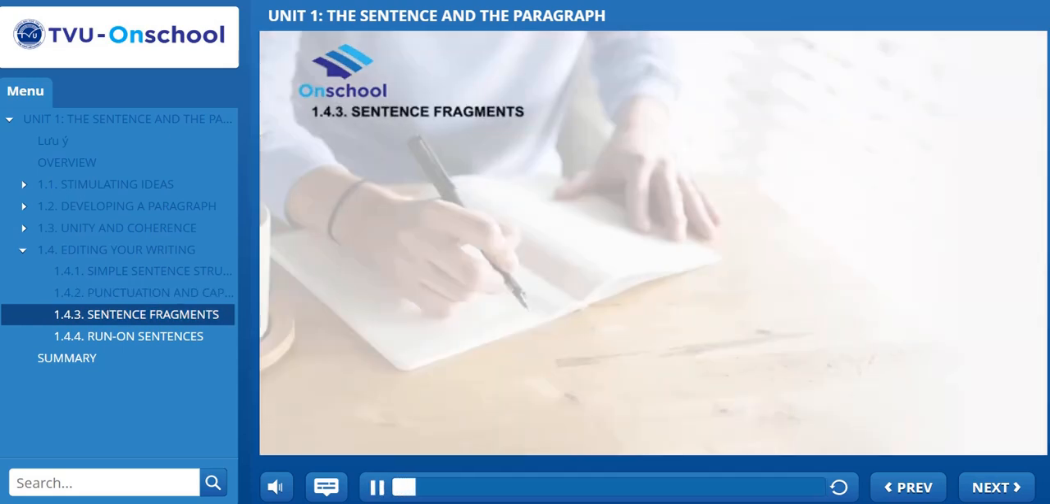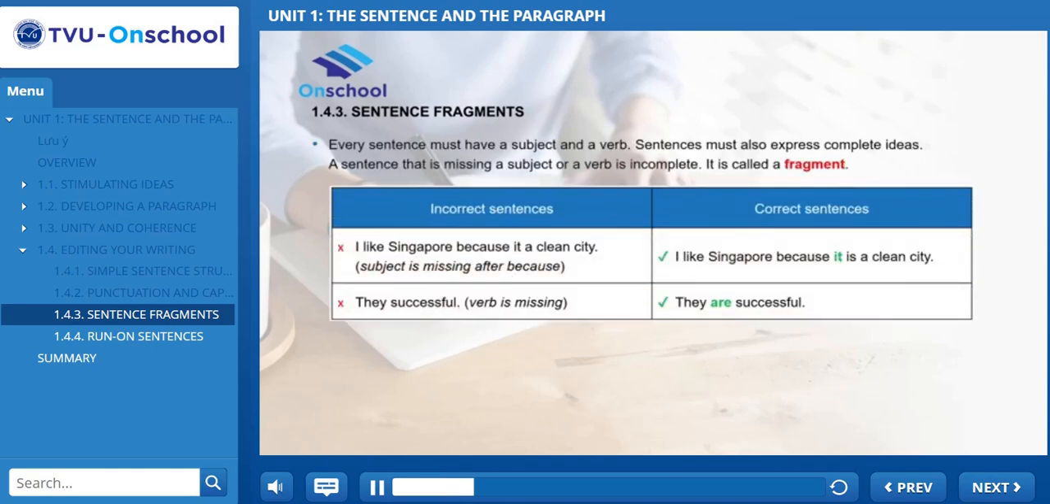Looking at this slide, you can see a common problem when writing sentences. It is sentence fragments. Every sentence must have a subject and a verb. Sentences must also express complete ideas. A sentence that is missing a subject or a verb is incomplete. It is called a fragment. For example, on the left-hand side, you can see incorrect sentences, which may miss a subject or a verb. And on the right-hand side, you can see correct sentences when we add a subject or a verb.